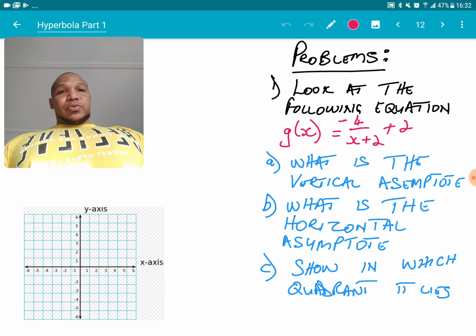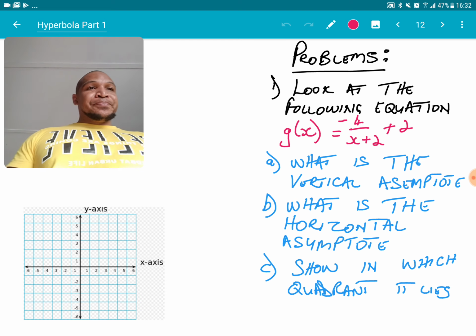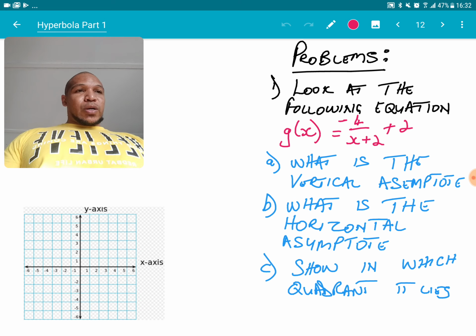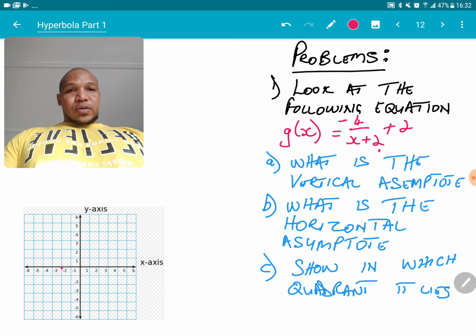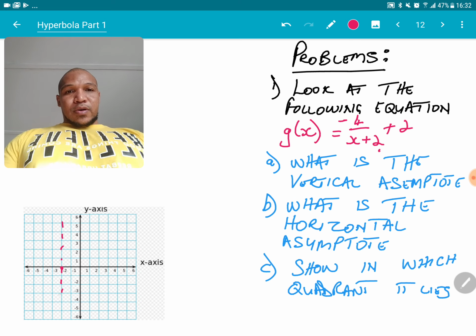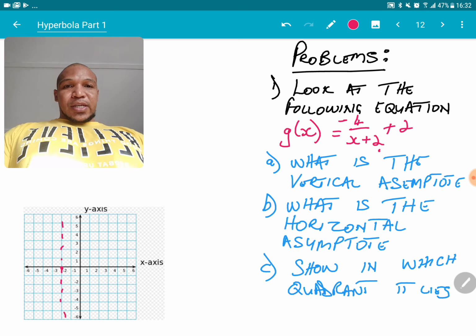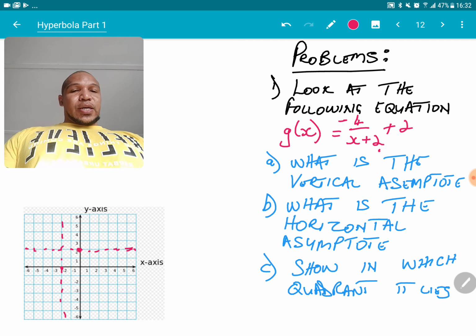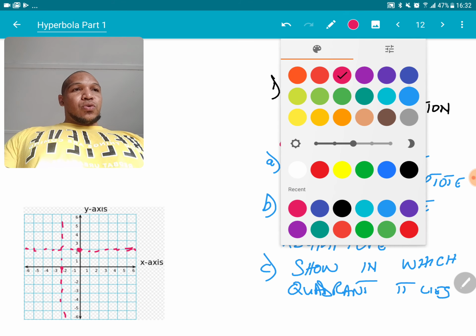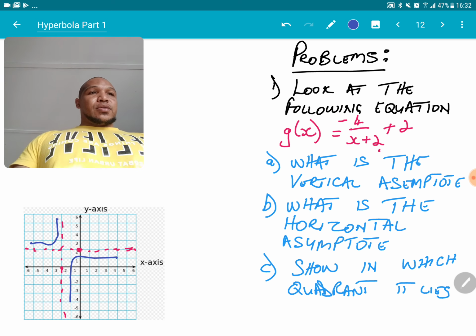Final problem, because you must probably be tired if you have watched this video so far. But let's do this quickly. Look at the following equation. Number 1, what is the vertical asymptote? Vertical, look at that number, it's positive 2, so negative 2. So we go to the horizontal asymptote, plus 2. We don't need to change anything there, because there's a plus 2, there's a line. And in which quadrant does it lie? It's negative 4, so it lies in 2 and 4. And that's it.